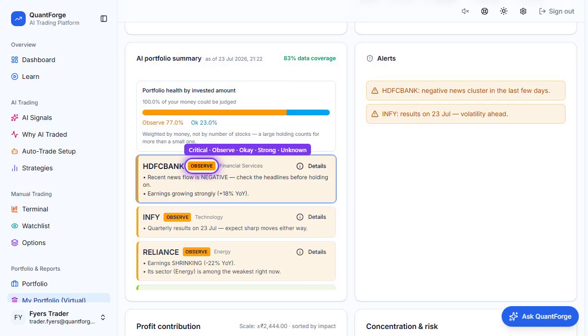There is a percentage in the corner too. That is data coverage, how much of the intended evidence we actually had. We will open that up properly in a moment.